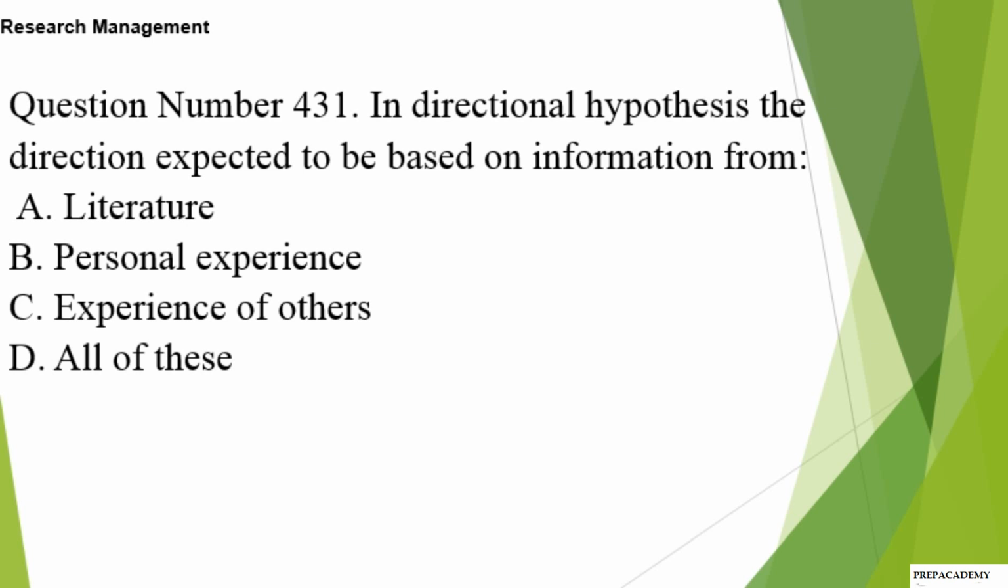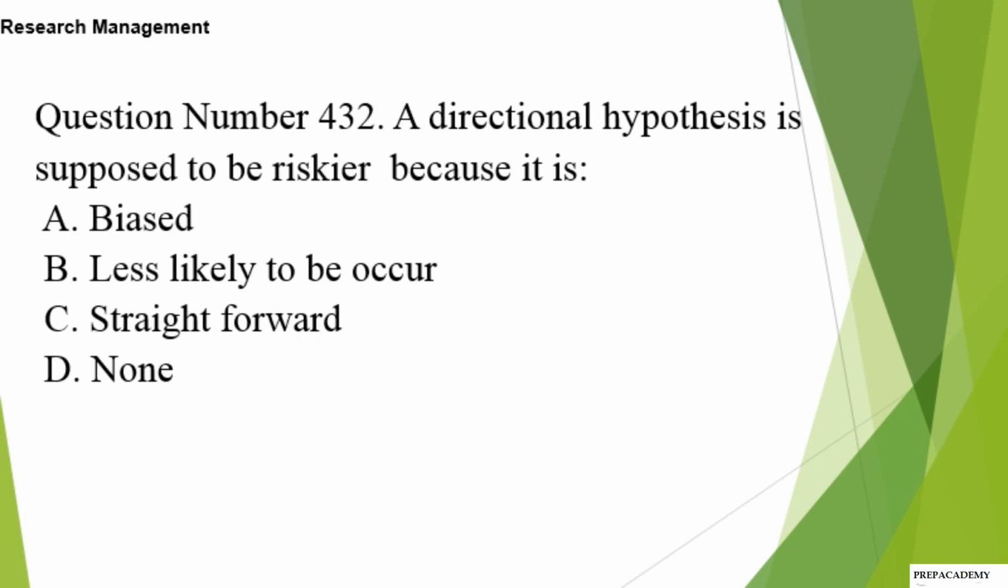All of these. Question number 432. A directional hypothesis is supposed to be riskier because it is A. Biased, B. Less likely to occur, C. Straightforward, D. None. The correct answer is option B. Less likely to occur.